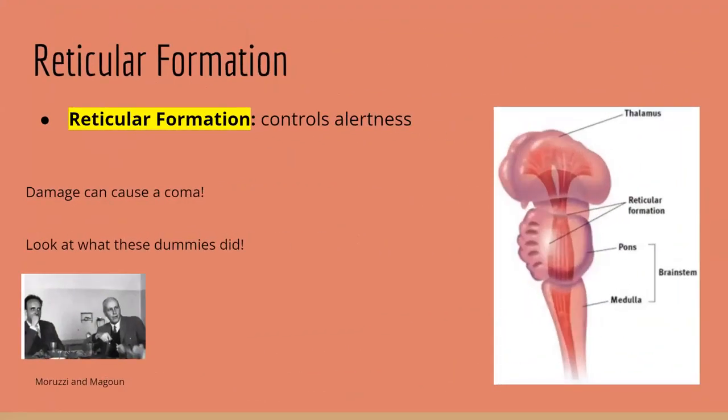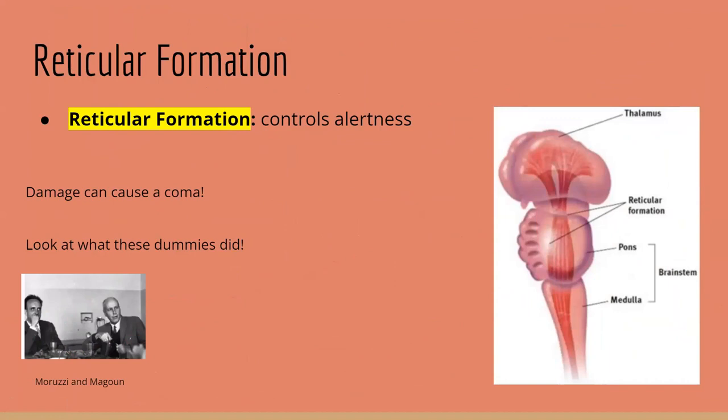Reticular formation. Remember, I act like it was like the fudge thing that's in the middle, controls alertness. If you have damage to this thing, coma. These two people, Moruzzi and Magoun, guess what they did? Moruzzi, I don't know how you would say that, but whatever.